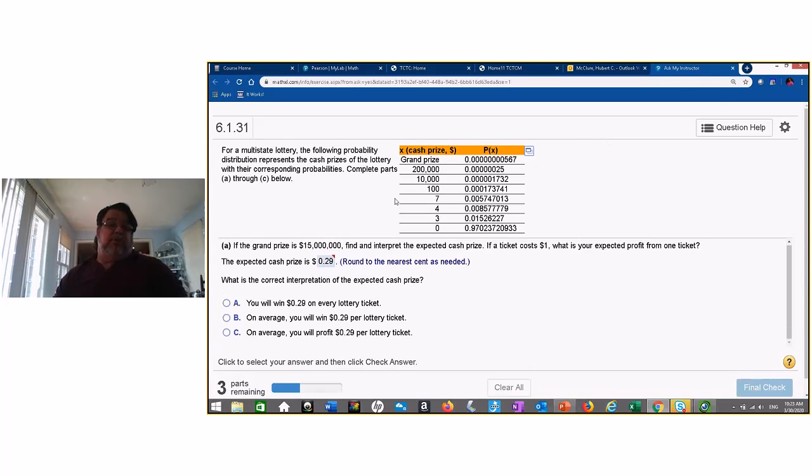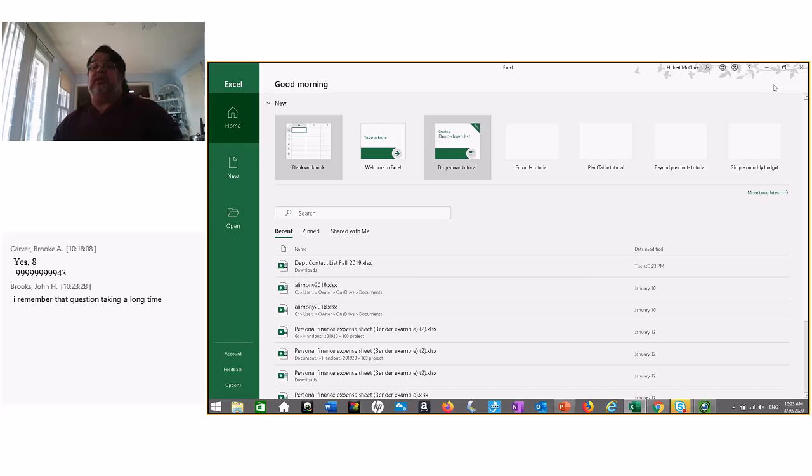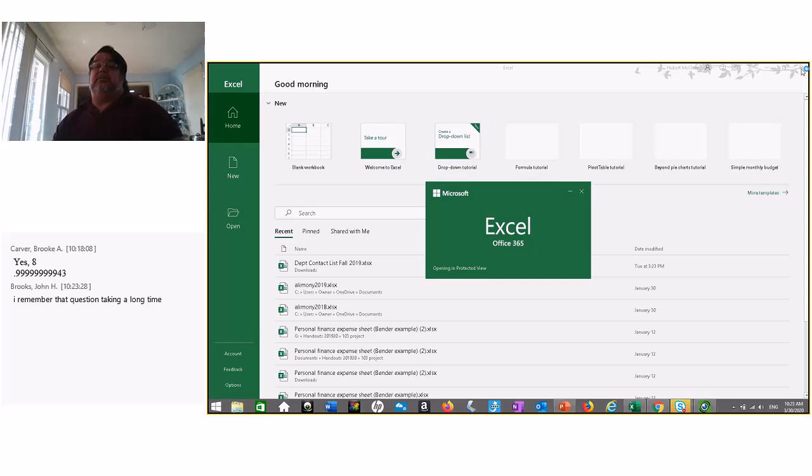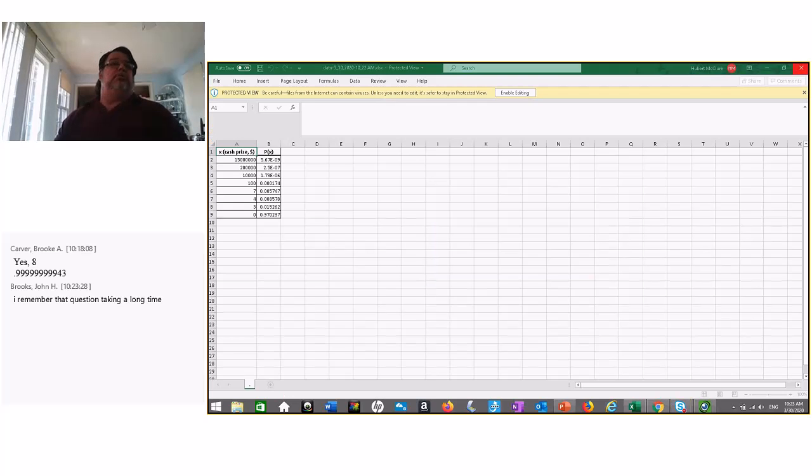I'm waiting for it to come up. Hold on. What they should have said is the mean. That's what they should have said. The expected value is kind of a misnomer. Hold on a second.